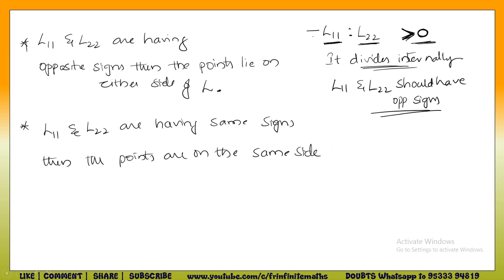So here it is very simple. The phrase same means same side, opposite means either side. So opposite means opposite sides, same means same sides. Here we need to find the L11 and L22 values. If you get those two values, then directly you can say the points are lying on either side or on the same side of the given line. So this is about the ratios and the concept of whether the points are lying on the same side or either side of the given line.